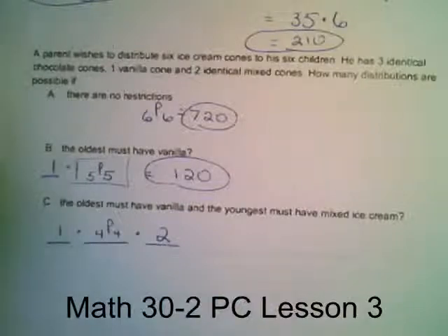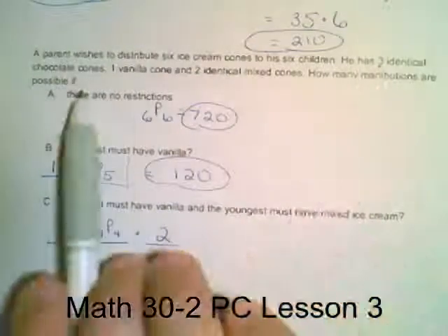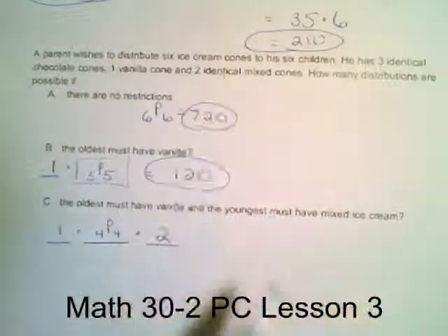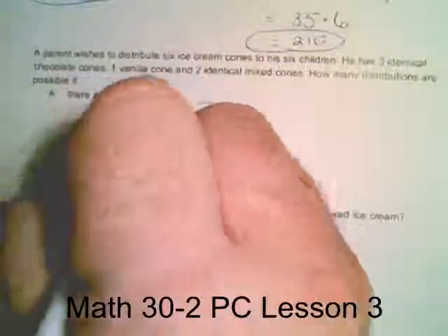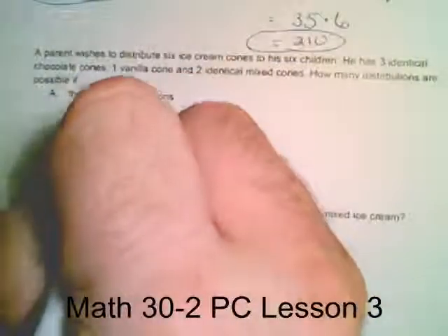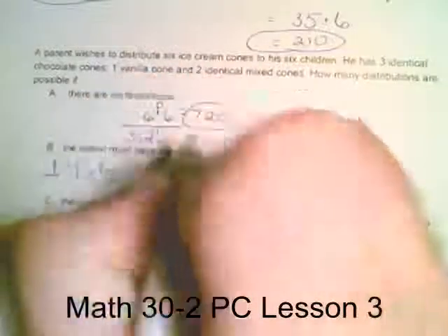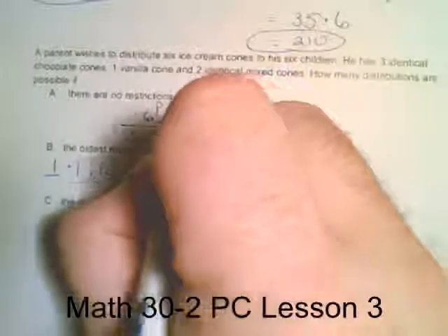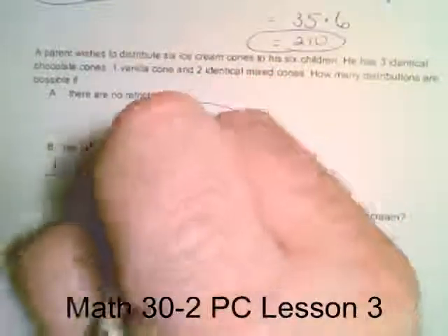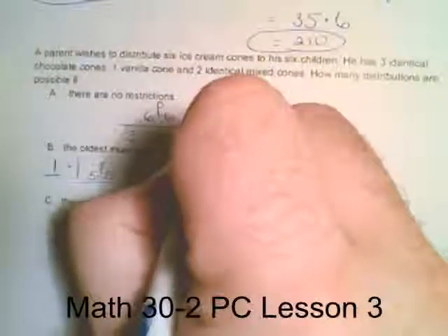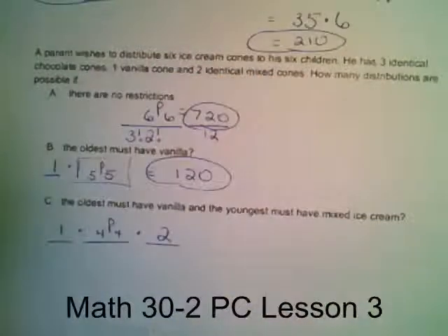Here, if the oldest must have vanilla, okay, so I'm like, okay, I can do this. The oldest must have vanilla. Then I've got 4 others. Then I've got the youngest must have mixed. Well, the youngest has 2 choices for mixed cone. There are 2 options. Okay, for the remaining, it's got to be 4 pick 4. Now, have I made a mistake? I have absolutely made a mistake at this point.